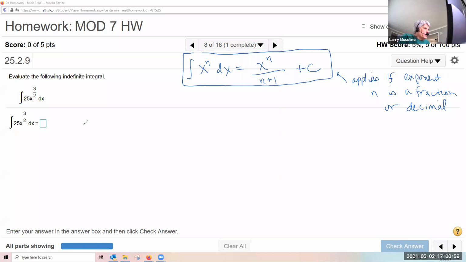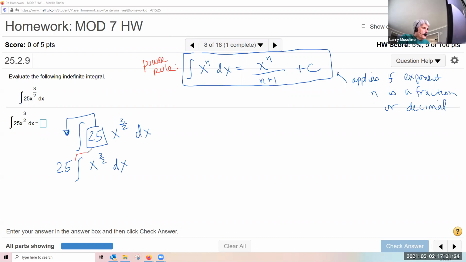All right, so here's what I'm going to do for my example. First thing is when you have a constant in front of x, like this 25, you are allowed to move it out in front of the integral. I'm going to do that. It just makes the integral less cluttered and easier to work with. Now, this integral exactly matches this power rule.